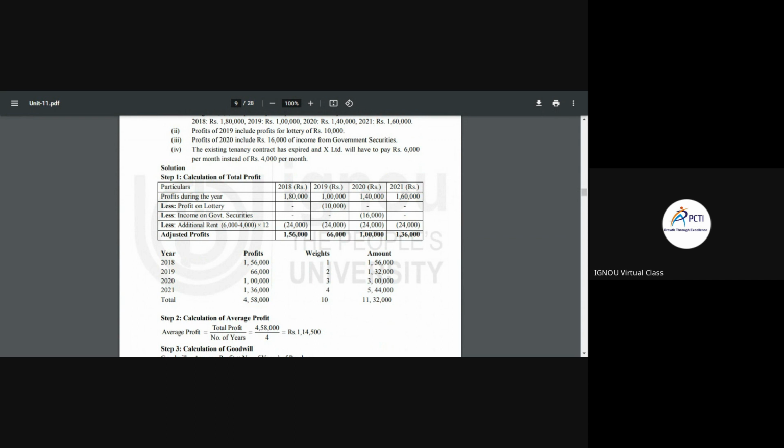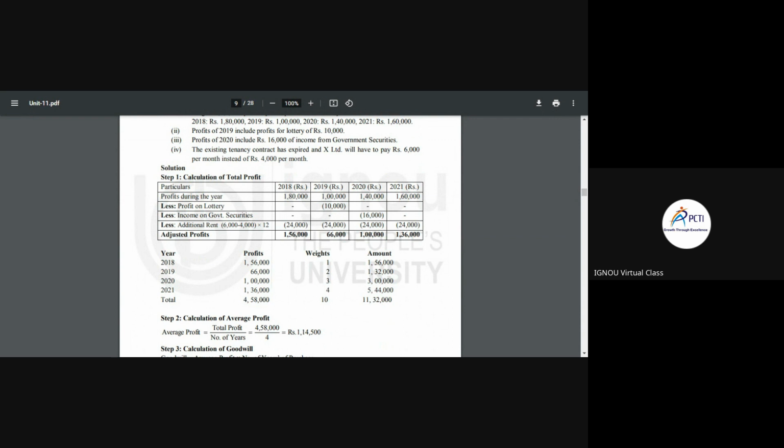So first of all, we need to calculate the total profit for the years 2018, 19, 20, 21. So the profit during the years we have 1,80,000, 1 lakh, 1,40,000, 1,60,000. From this, in the year 2019, we have a profit from lottery of rupees 10,000, so we need to deduct it from 2019. And then we have a profit in 2020 of rupees 16,000 of income from government securities, so we deduct that also from the profit of 2020.